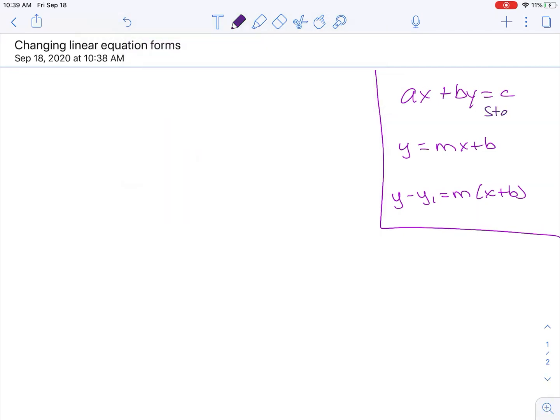So here's standard. This is slope-intercept, and this is point slope.